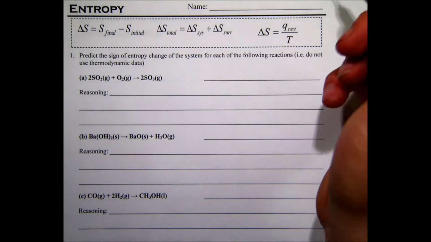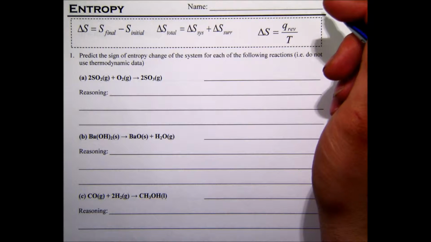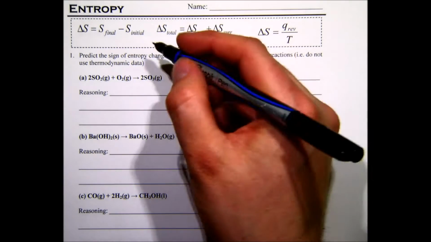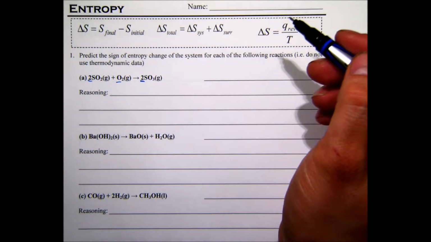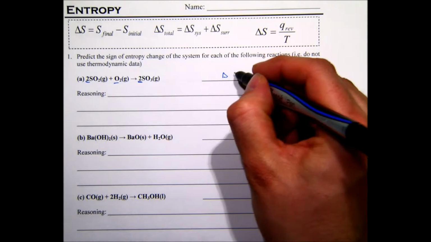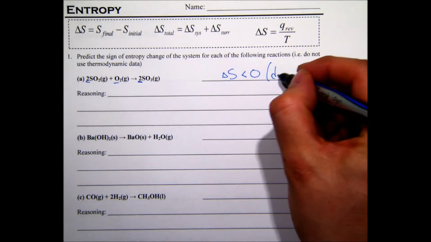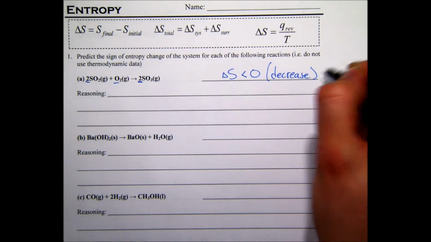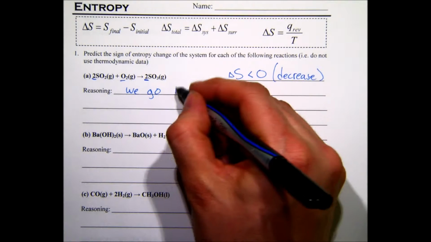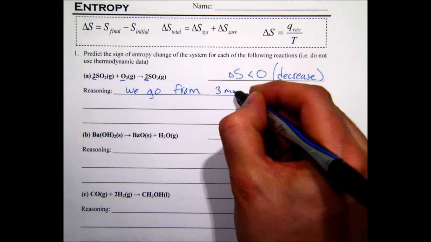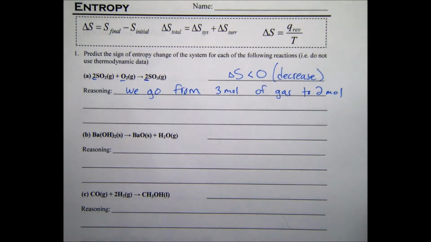So for the first question, we have 2 moles of sulfur dioxide plus a mole of oxygen, and that is going to 2 moles of sulfur trioxide. So we have 2 moles of gas on the right hand side and 3 moles of gas on the left hand side. So we can say the change in entropy is likely less than 0, or in other words, it's a decrease. And the reasoning is simply because we go from 3 moles of gas to 2 moles.